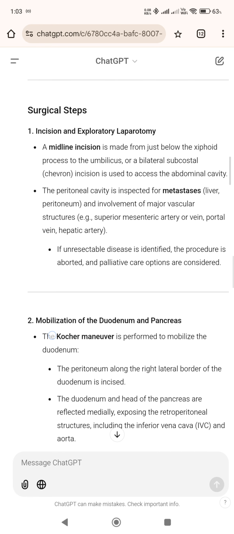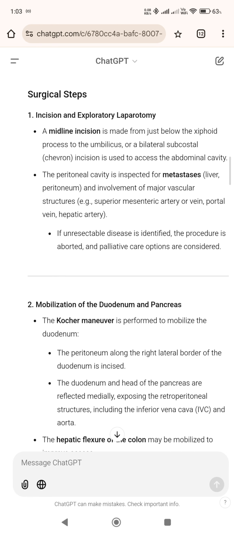Surgical steps. 1. Incision and exploratory laparotomy. A midline incision is made from just below the xiphoid process to the umbilicus, or a bilateral subcostal chevron incision is used to access the abdominal cavity.